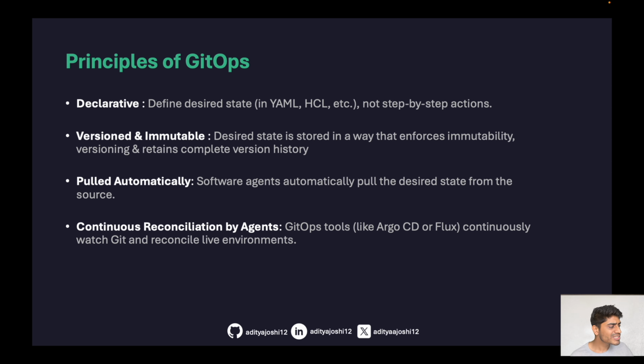The fourth principle is continuous reconciliation by the agent, which means that these system agents should always be reconciling the state that we have defined in Git with the actual state in the cluster. So these agents or tools are always going to continuously monitor the current state in Git versus the actual state in the cluster, right? So they should always reconcile. So these are the four principles of GitOps.